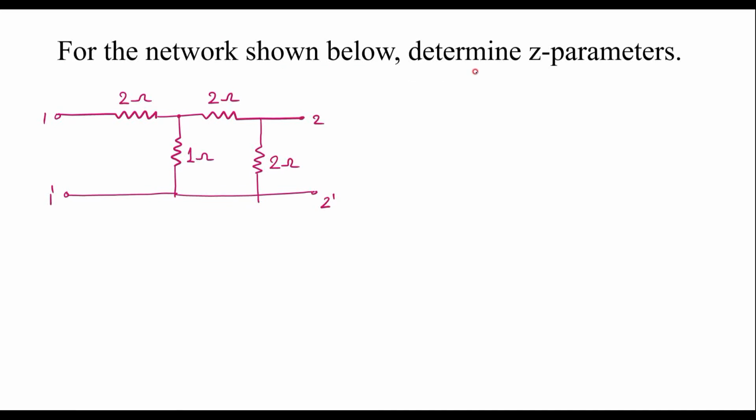Consider one example on Z parameters. For the network shown below, determine Z parameters. This is the given network. We are supposed to find Z parameters for this network.